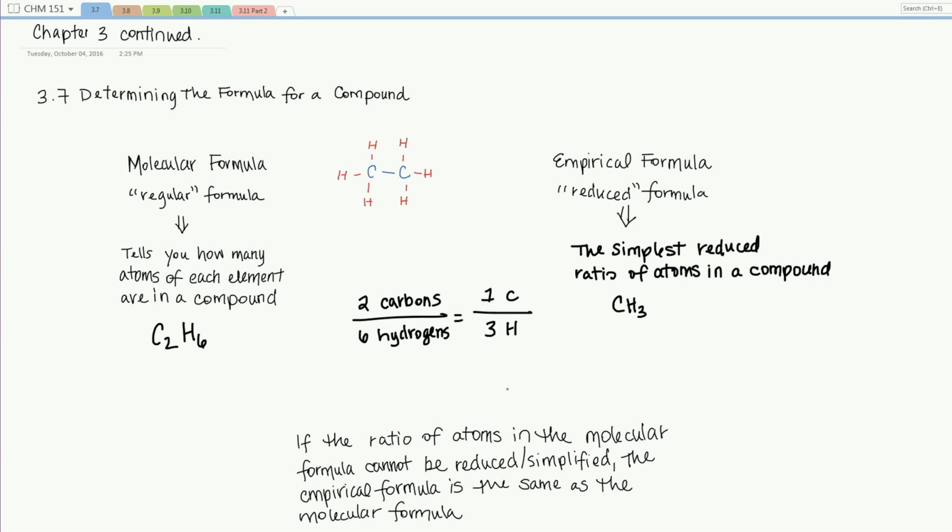Now, if the ratio of atoms in the molecular formula cannot be reduced or simplified, the empirical formula is the same as the molecular formula. So there's a few examples of that. Let's look at a couple. P3N5: we don't have anything that will go into both of those numbers other than 1, so the empirical formula here is the same as the molecular formula. C5H12 is another example. Again, we can't divide either one of these numbers by the same thing, so the empirical formula is going to be the same.